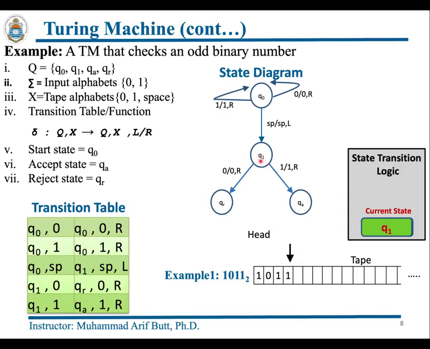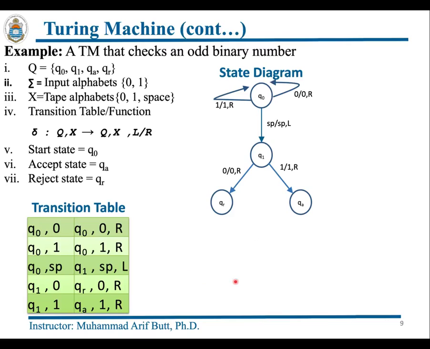So now we are at state Q1 and the symbol under the head is 1. So we read 1, we replace it with 1 and move the head to the right. And there we go. And the state is QA. So since the final state is QA, that means this string is accepted by this TM. So this string is an odd binary number.